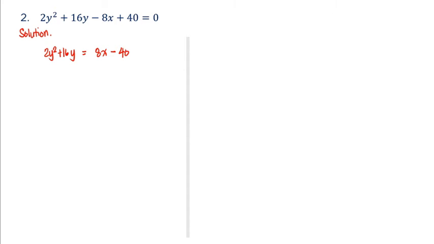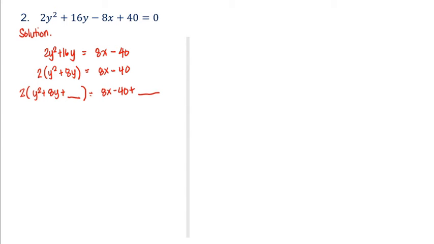Now, here we cannot complete the square pa because the leading coefficient is not 1. So we need to factor out 2 muna. So factor out natin si 2. So you have y squared plus 16 divided by 2 is 8y, equal to 8x minus 40. Okay. Then after that, we can now complete the square. So you have 2 times y squared plus 8y plus we need something here. Add tayo dyan, equal to 8x minus 40 plus add tayo dito.